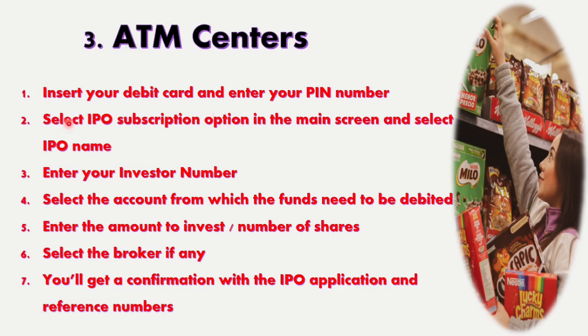So if it is available, what is the procedure? You need to insert your debit card and first enter your PIN number. Second, once you enter your PIN number, it will show you the option like IPO subscription. Okay, there are tabs available, withdrawal, these kinds of things, right? In the same way, it will show you IPO subscription from the main screen itself. Suppose if it is not available, then from the respective bank's ATM centers, we cannot subscribe. That's the thing. Suppose if it is available, you need to enter your investor number. What's your investor number? Investor number is the NIN number.